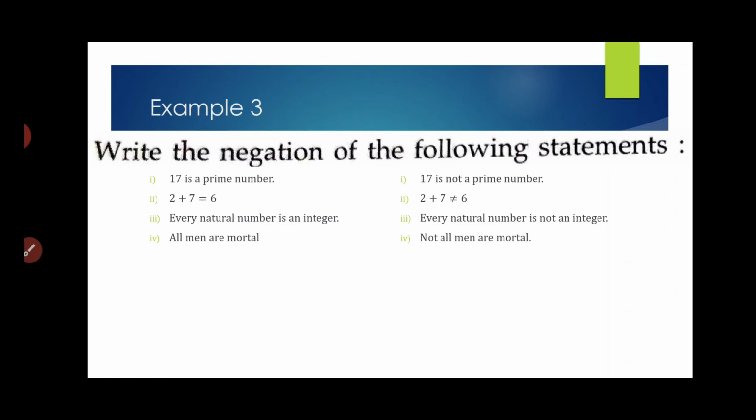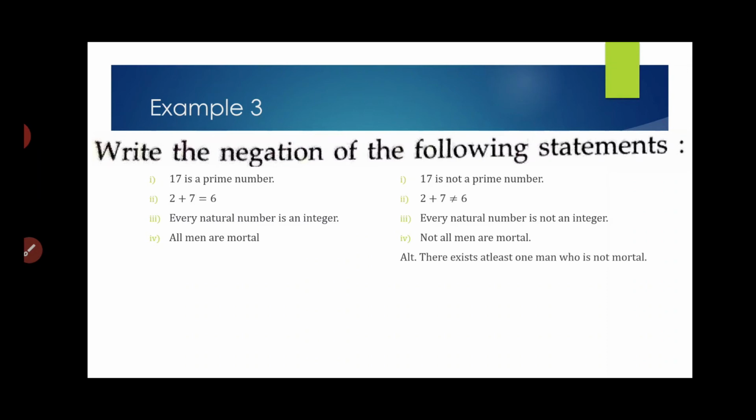Now, there is another fancy way of writing it. Now, this will be straight out of your English grammar. You can write, there exists at least one man who is not mortal. Now, that also makes the same sense. If you are saying that all men are mortal, and if you want to negate this statement, then definitely there must exist one man who is not mortal. That just makes sense. So this is how you write the negation of a statement, right?